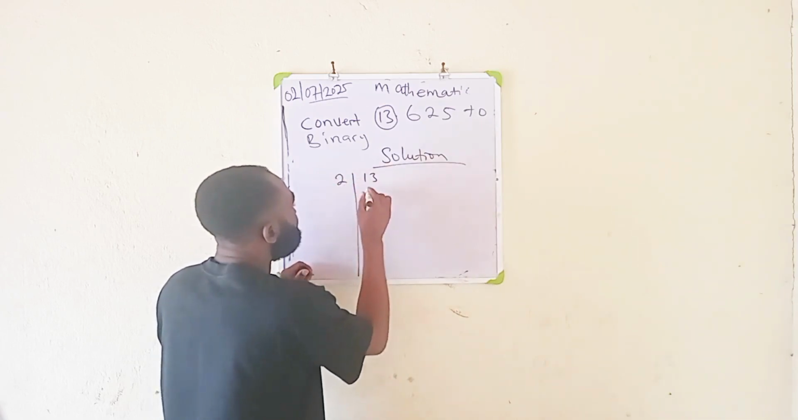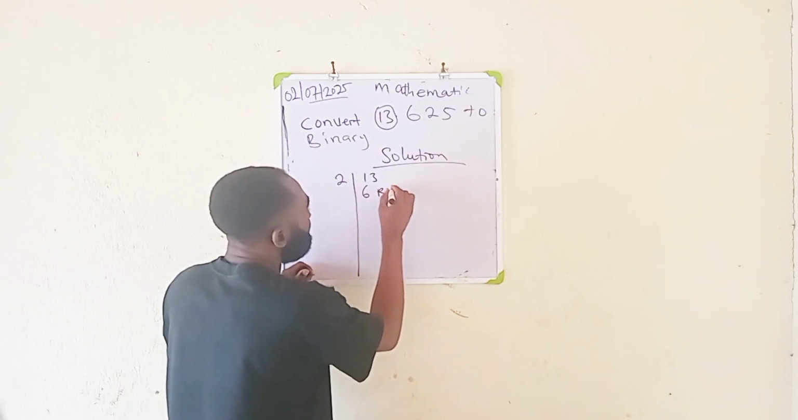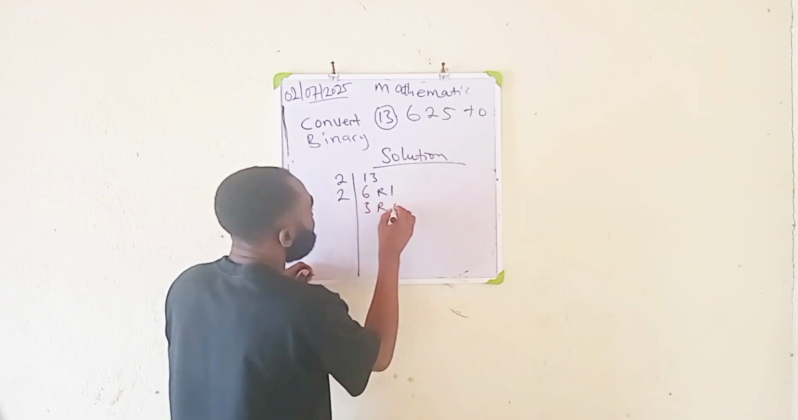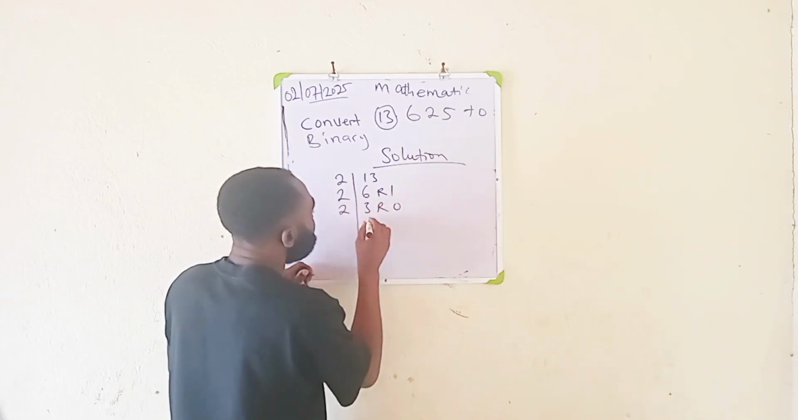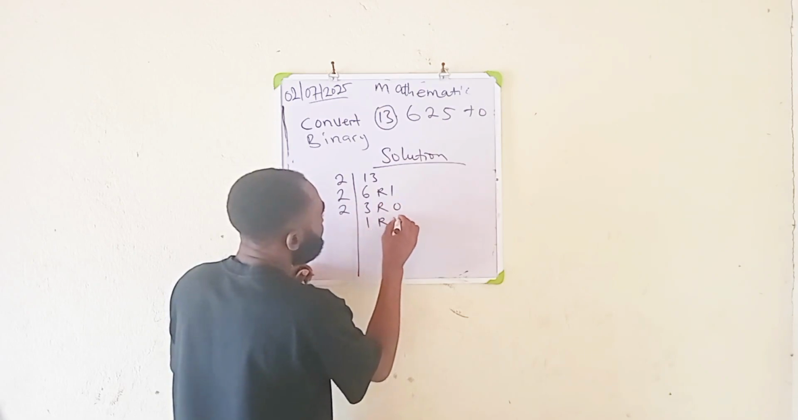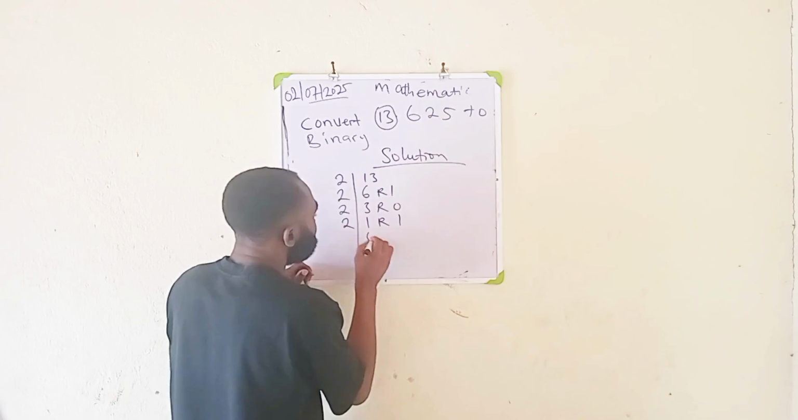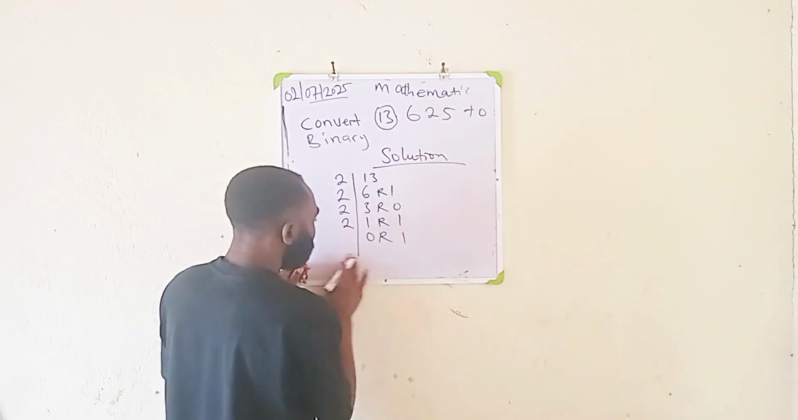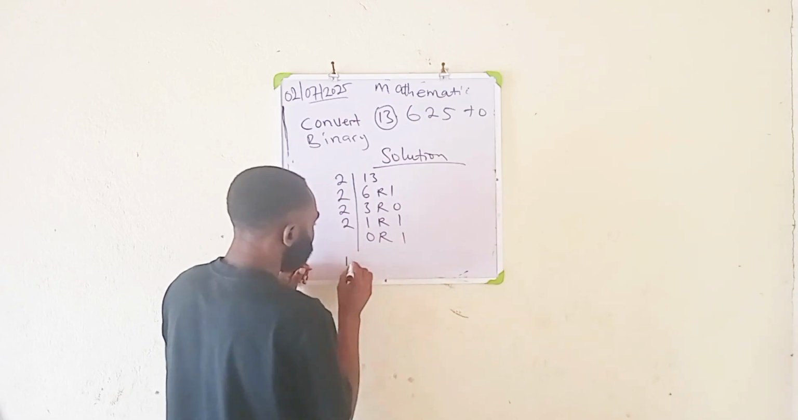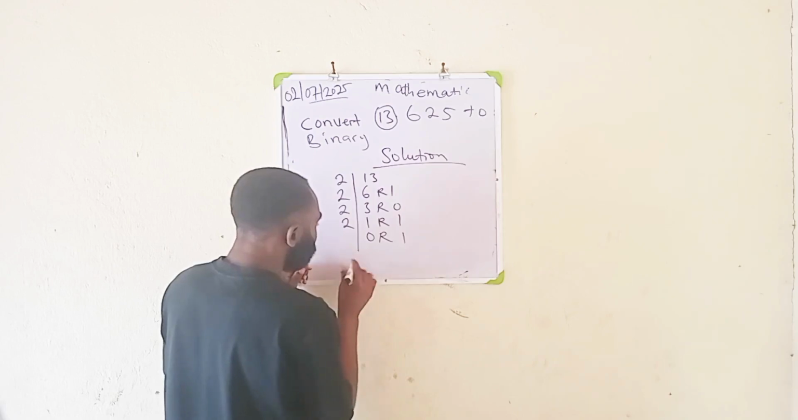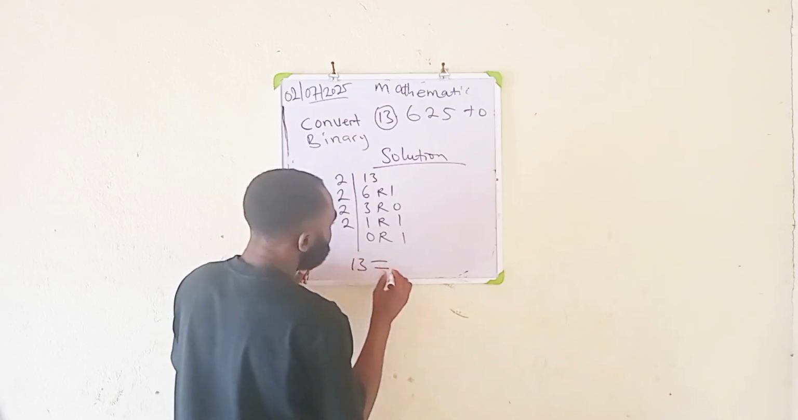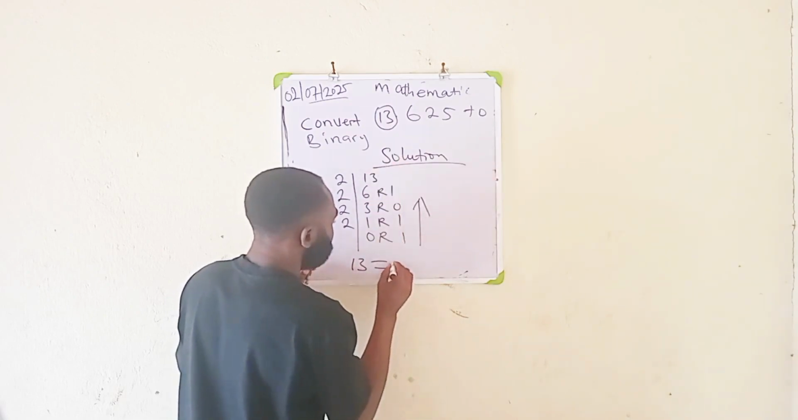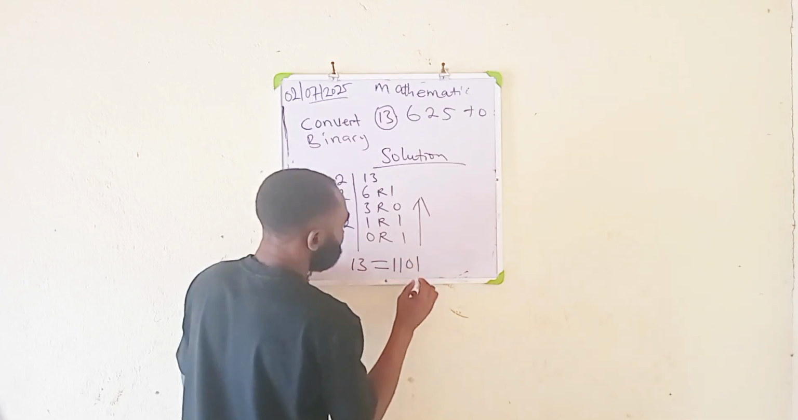2 into 13, 6, remainder 1. 2 into 6, 3, remainder 0. 2 into 3, 1, remainder 1. 2 into 1, 0, remainder 1. So the whole part 13 is equal to, reading upward, 1, 1, 0, 1.